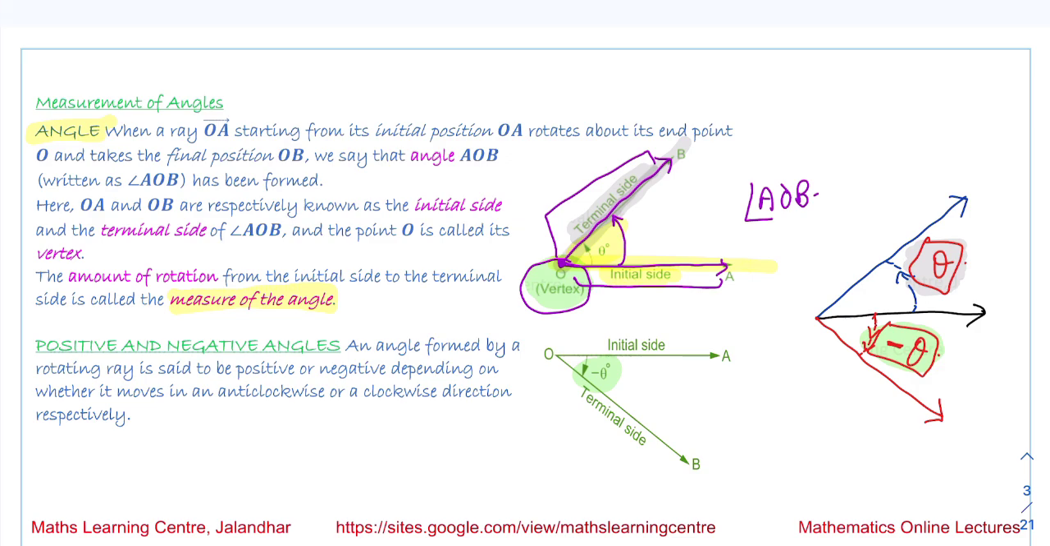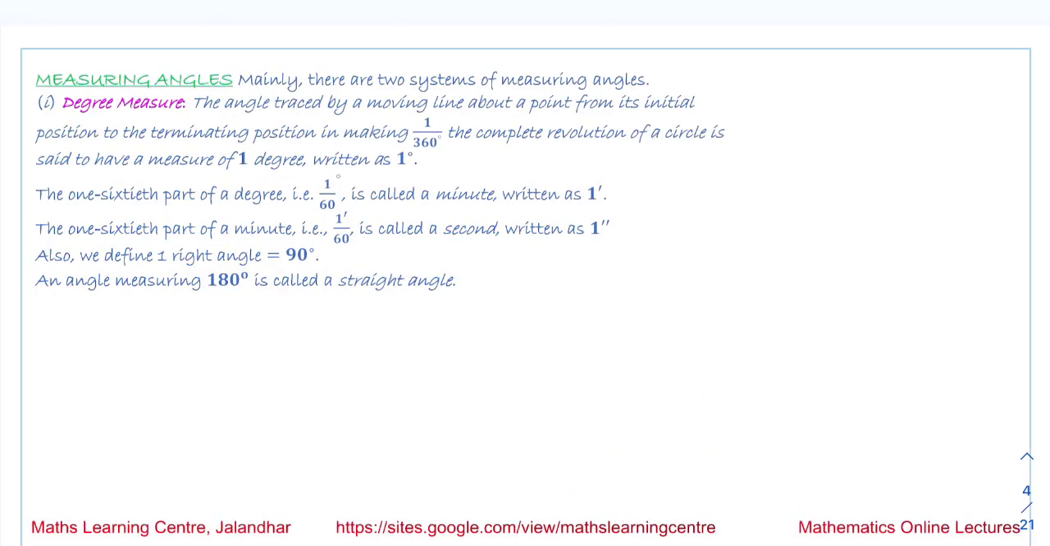Next is measuring the angles. There are mainly two systems to measure the angle. First is the degree measure. If we are considering a circle, this complete circle we are talking about, suppose this is the initial position, this is the vertex O, this is the ray OA, and when this ray makes the complete revolution over here, the angle it forms is 360 degrees. So what is 1 degree?